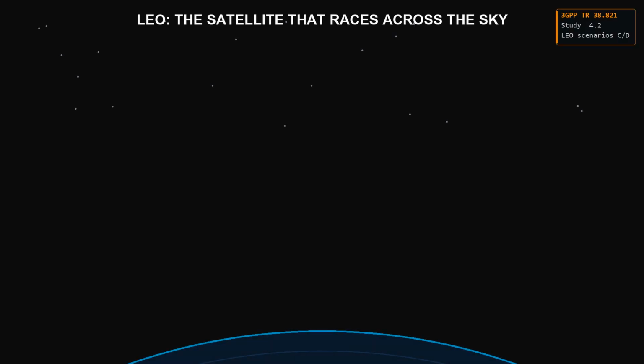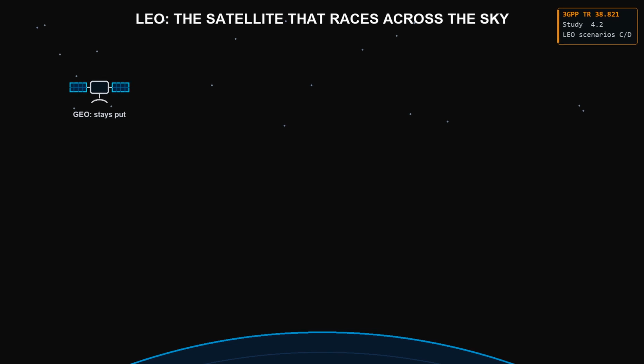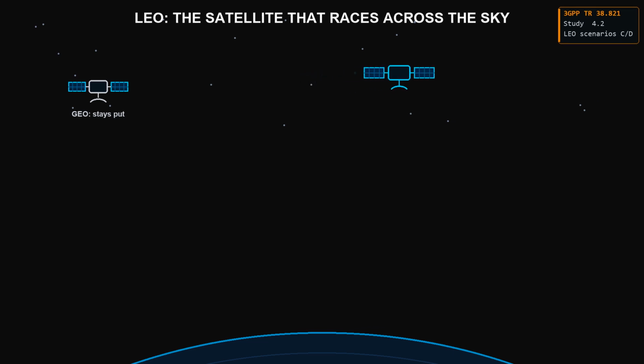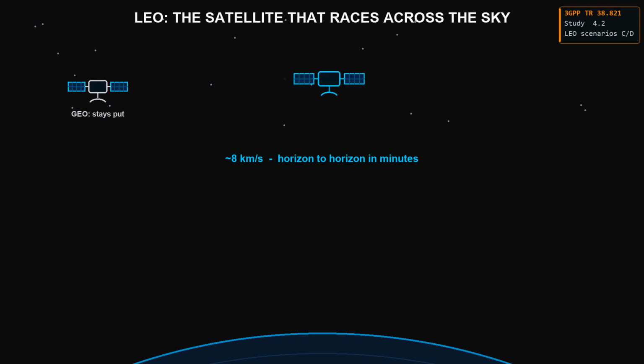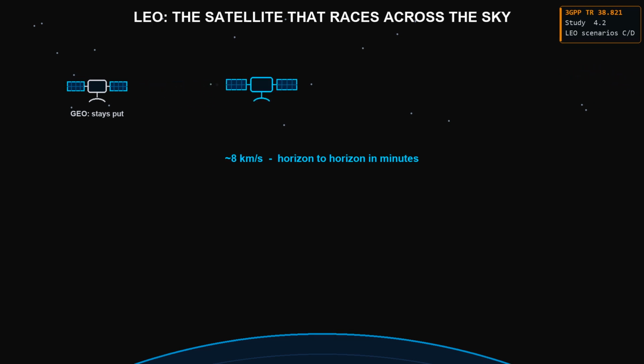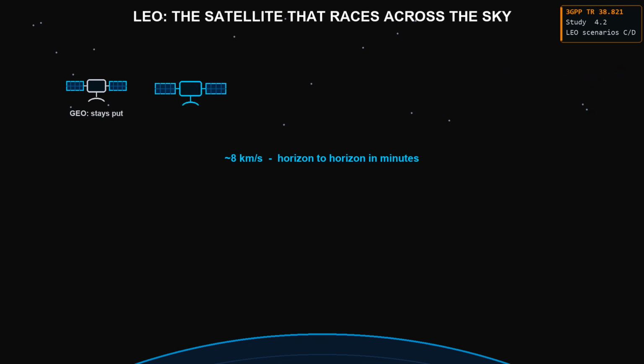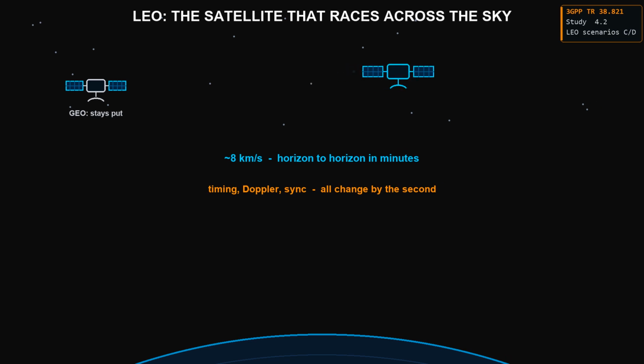At the end of Chapter 3, I promised you the hard case. Here it is. For this whole series, the satellite basically stayed put, geostationary, hanging over the same spot on Earth. But a low Earth satellite does the opposite. It races across the sky, crossing from horizon to horizon in just a few minutes, moving at nearly 8 kilometers every second. The satellite you're connected to is only overhead for a moment before it sets, and the next one takes over. Everything we built, the timing, the Doppler, the sync, now changes by the second.